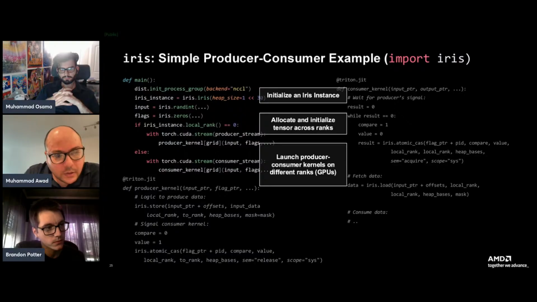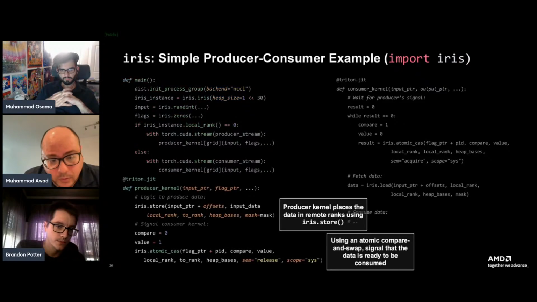Next, we're going to launch two kernels. Rank number 0 is going to launch the producer kernel on one particular stream, and rank number 1 is going to launch the consumer kernel on the consumer stream. Technically, you don't really need streams here because these are running on two different GPUs, but I think it's good practice to use streams. And that's basically it. That's the host side setup.